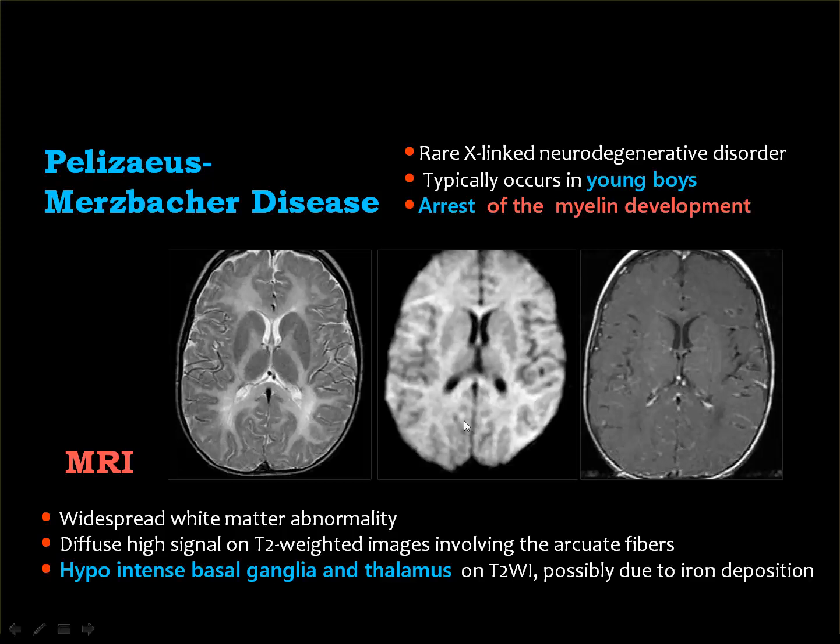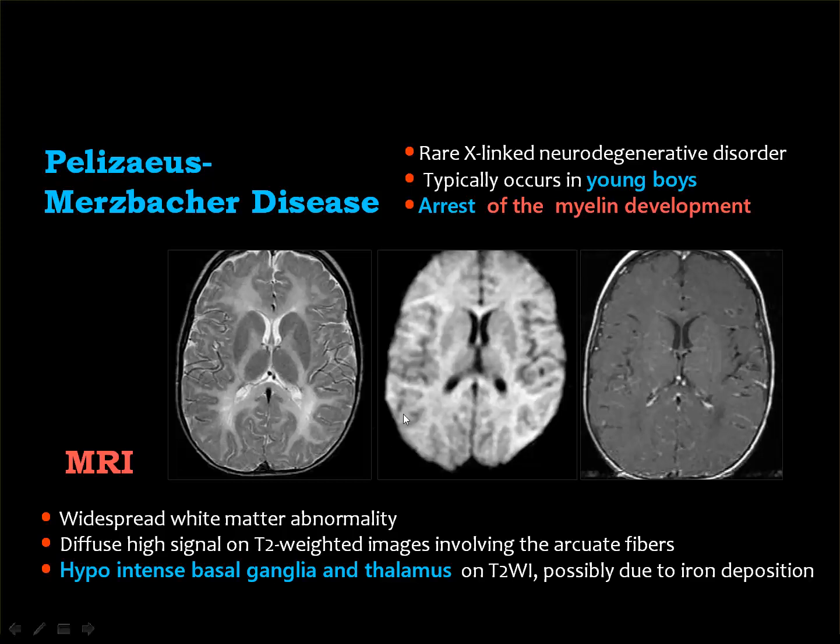Now, the fourth one in this group is the Blasius-Merzbacher disease. This disease is also rare and typically occurs in young boys, and there is, of course, arrest of myelin development. The resultant changes are almost similar to metachromatic leukodystrophy, including the tigroid appearance. And while the metachromatic leukodystrophy may show diffusion restriction, this disease will not show diffusion restriction.